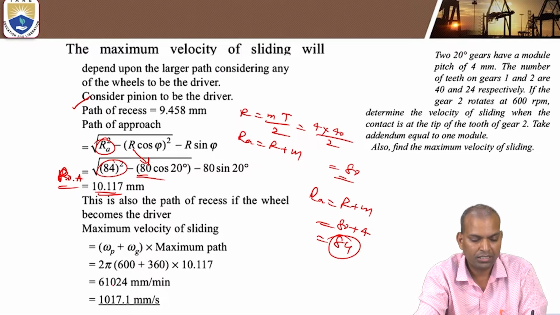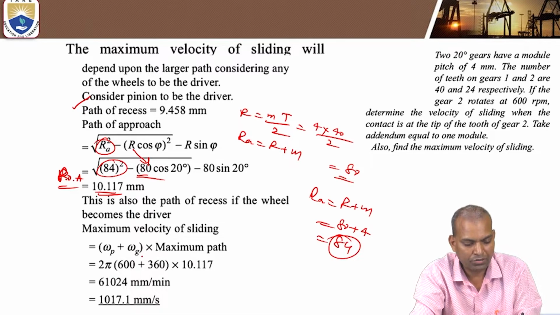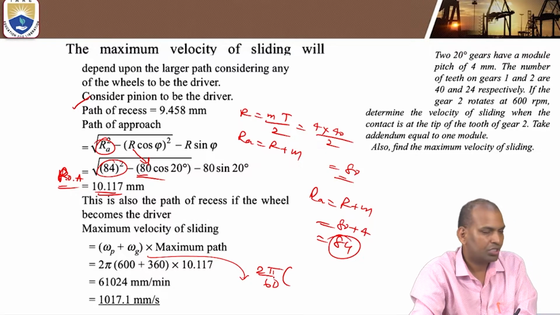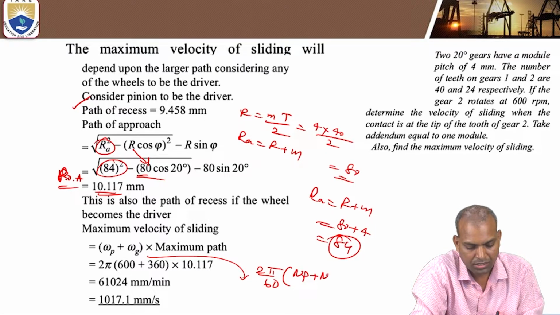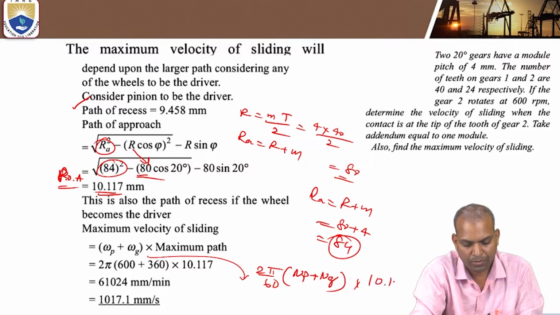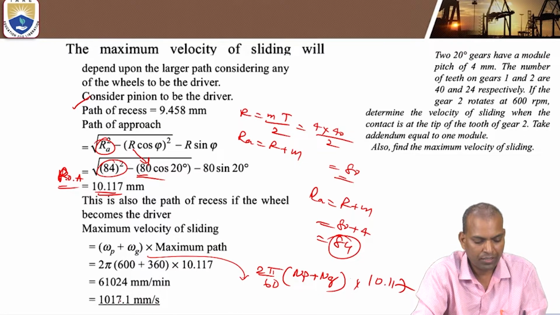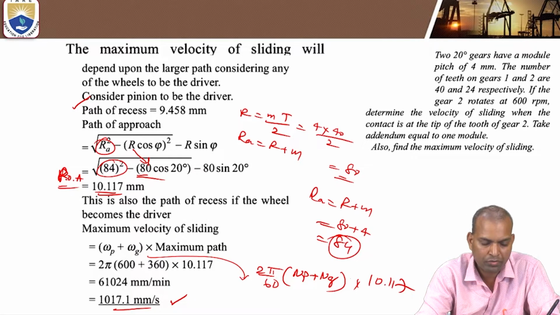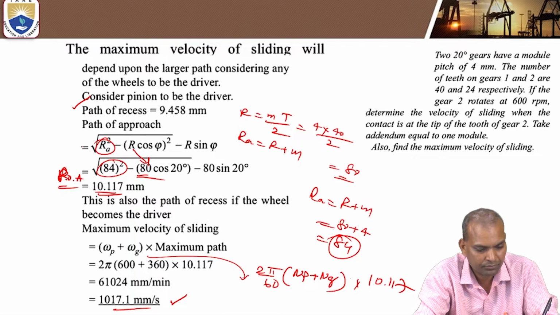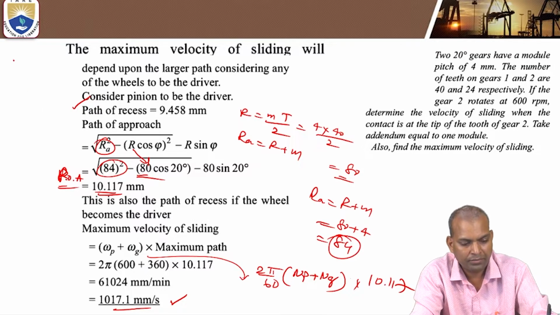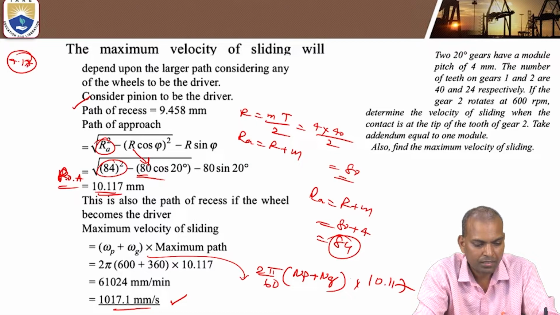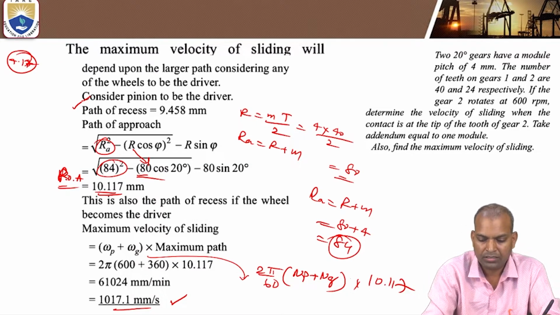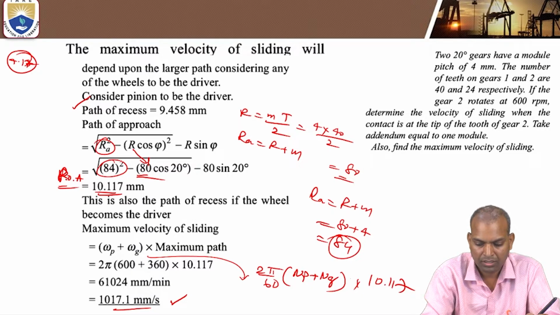Then substitute those values, that is omega p plus omega g, which is 2 pi by 60 times np plus ng, times the maximum path, that is 10.117, the path of approach. Then the value is 1017.1 millimeters per second. So that is how we can find the maximum velocity of sliding.